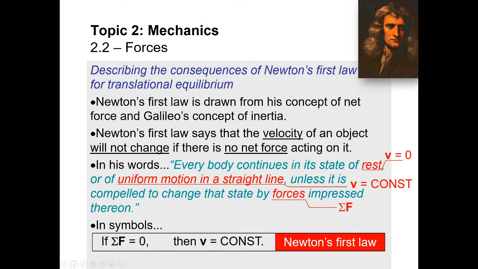So if you want to represent this using symbols, Newton's first law is, if the sum of the forces is equal to zero, in other words, the forces are balanced, if there are any, or there might not be any forces, then the velocity is constant.